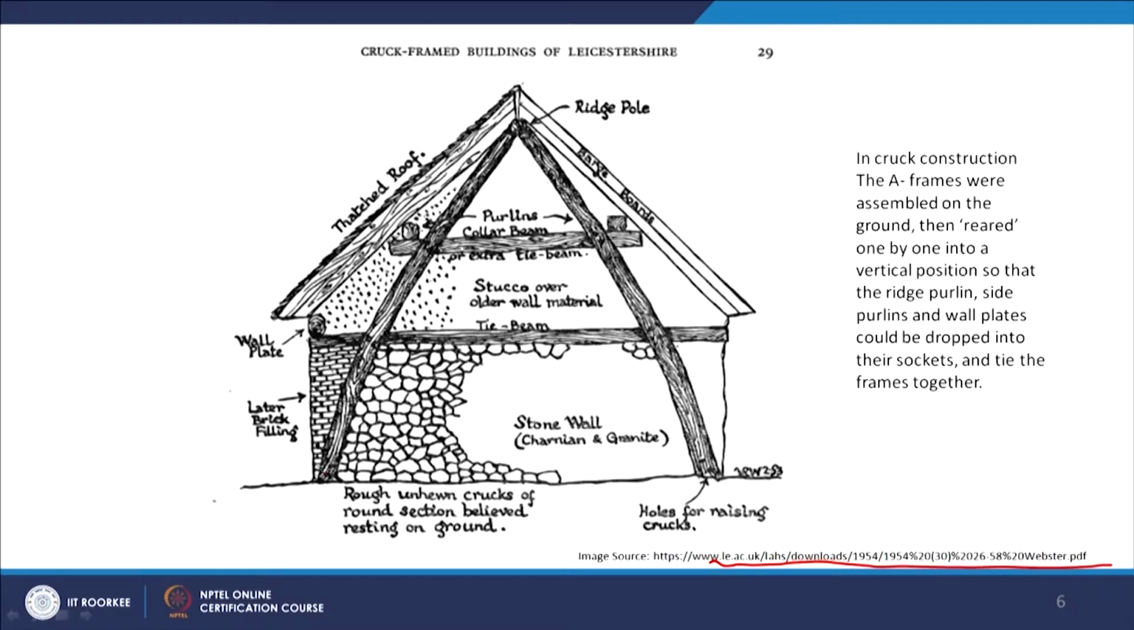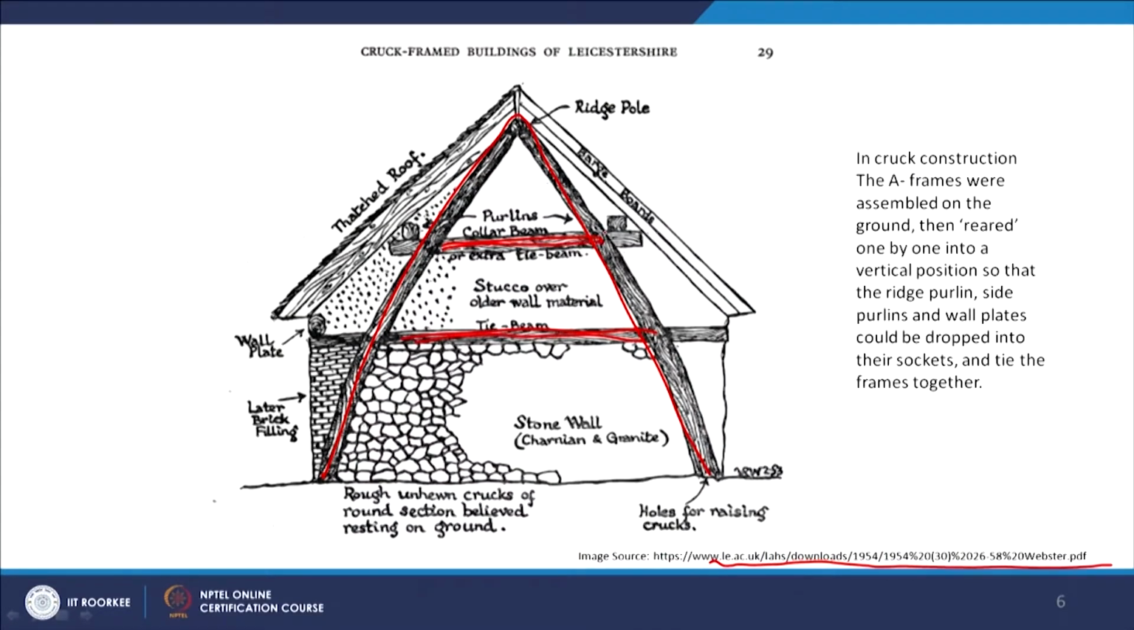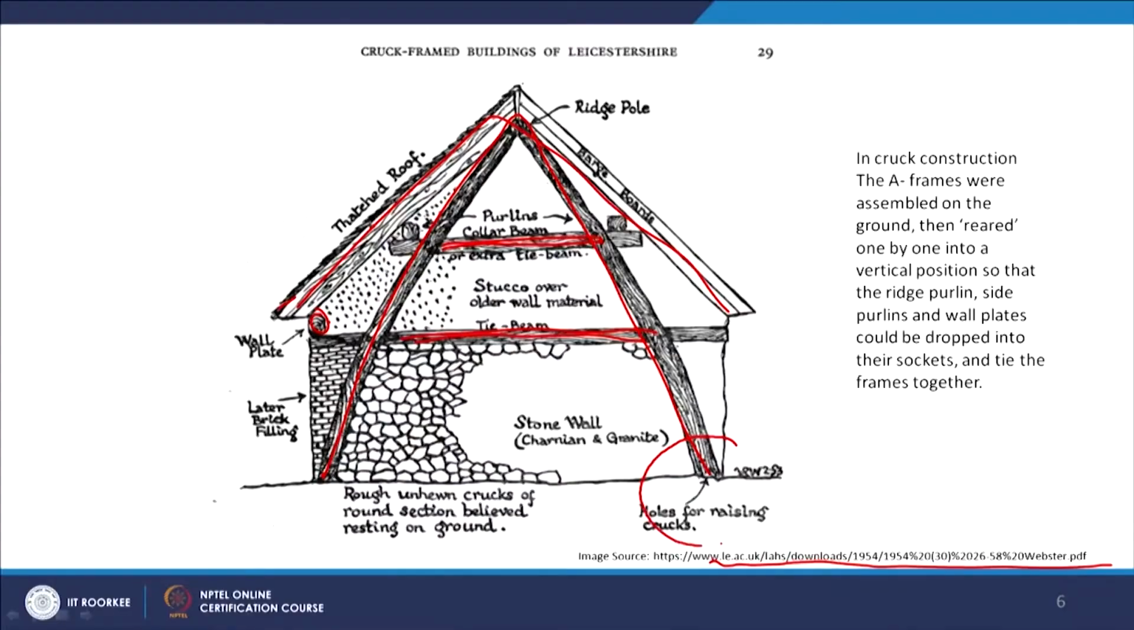Basically in this cruck frame, these are A-shaped frames assembled on the ground. They are assembled here, and then lifted like this, and then tied up with tie beams and collar beams, and that is how they set up what they call barge boards, as well as the wall plates. This whole skeleton is grand in nature, and they are all laid on the ground, and they lift it and fix it to the ground here, right?